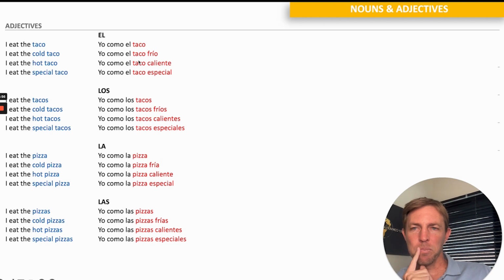Okay? And this is true for all nouns as well. Nouns can also end in an O, an E, or a consonant. So let's look at what happens when we make things plural. The taco, el taco, los tacos, you add an S. All right, los tacos fríos, the cold tacos. And los tacos calientes, the hot tacos. And los tacos especiales, the special tacos.